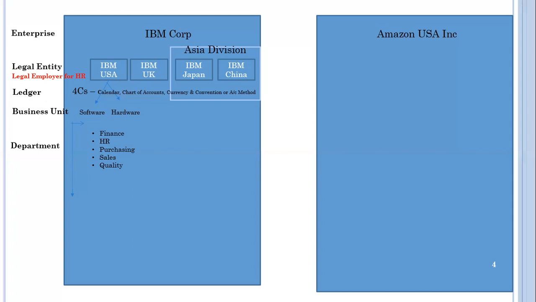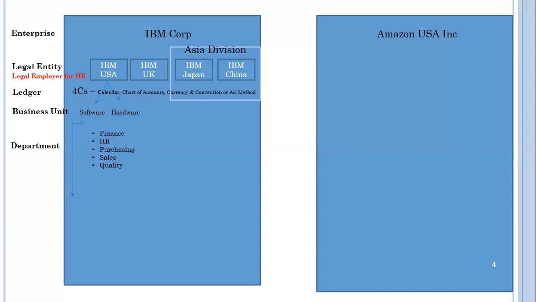So these departments, right? All business units would mostly have their own set of departments, right? Correct. And when we talk about implementing from the core HR side, the legal entity, we define the enterprise. The ledger is defined from the financial side, right? Correct. So that is defined from the core financial side.